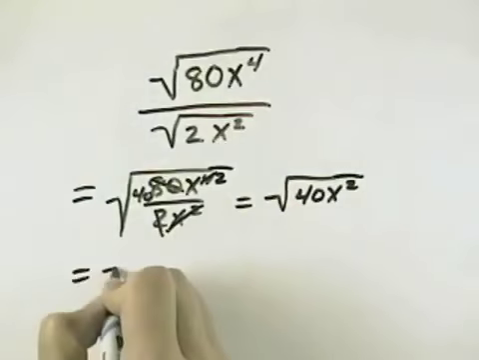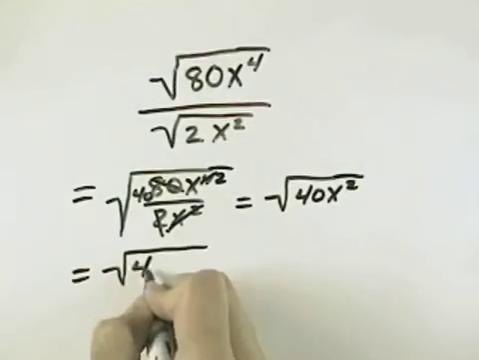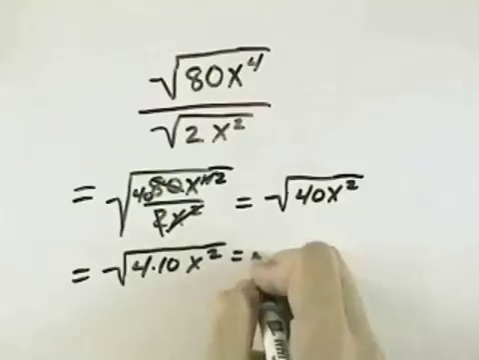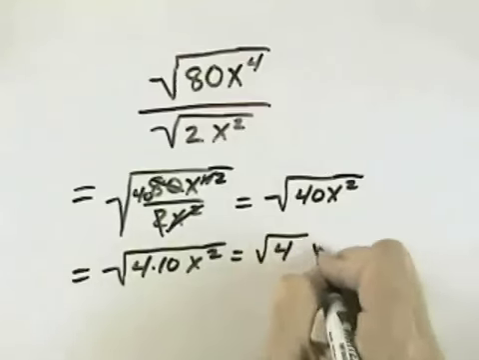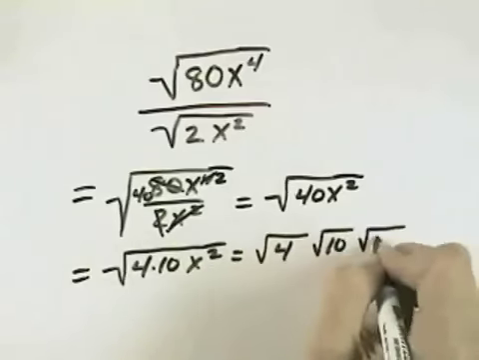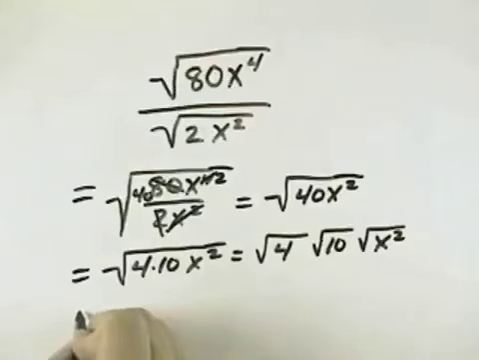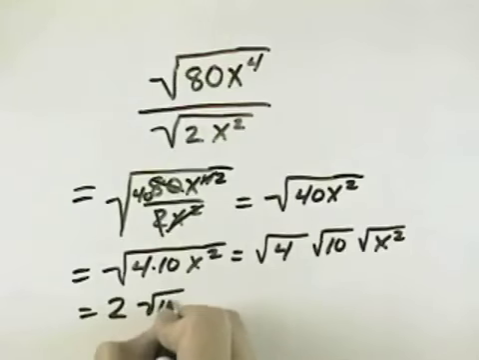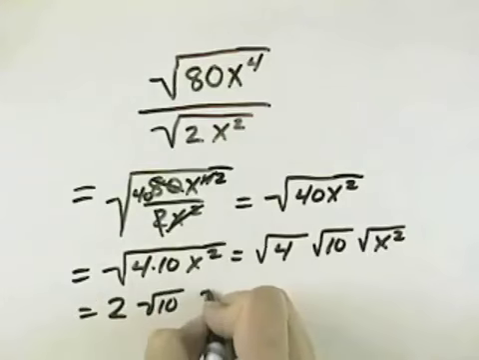Now this we can split. 40 is 4 times 10, and then we have the x squared. This allows us to break this up into the square root of 4 times the square root of 10 times the square root of x squared. Well, the square root of 4 is 2, and then we have the square root of 10, which will not simplify, and we also have the square root of x squared, which is x.